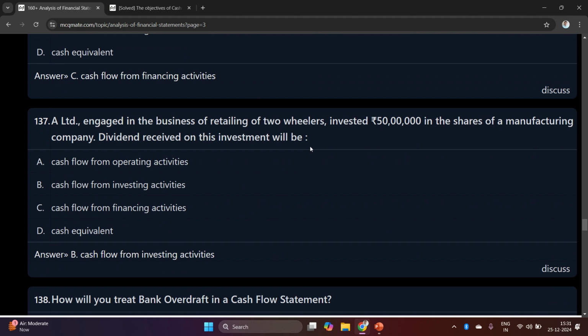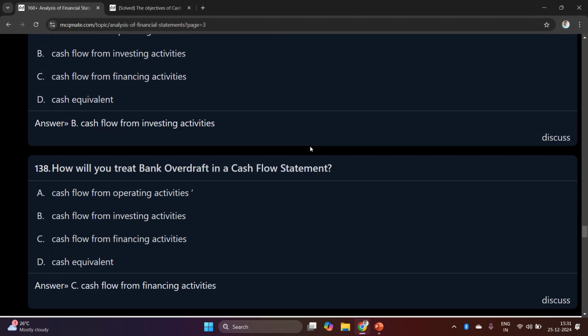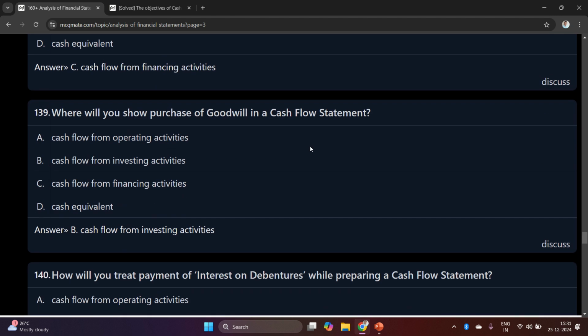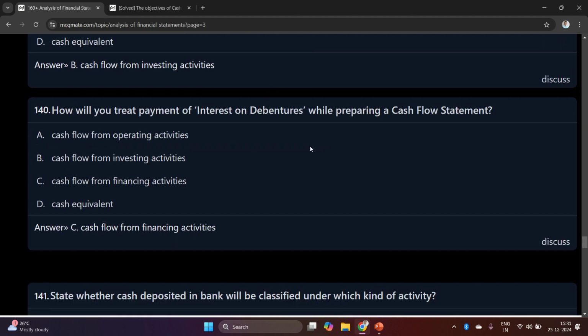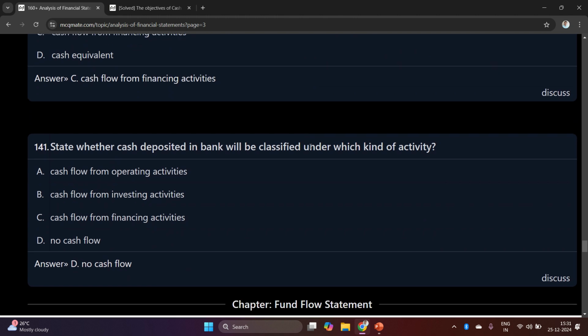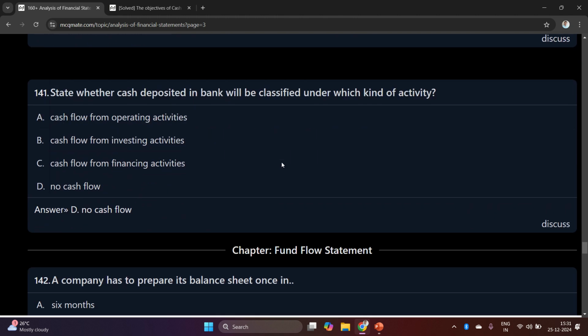A Limited, engaged in the business of retailing of two-wheelers, invested 50 lakhs in the shares of a manufacturing company. Dividend received on this investment will be investing activity. How will you treat bank overdraft in cash flow statement? Cash flow from financing activity. When will you show purchase of goodwill in cash flow statement? Cash flow from investing activity. How will you treat payment of interest on debentures while preparing cash flow statement? Financing activity. State which kind of activity cash deposit in bank will be classified as: no cash flow.